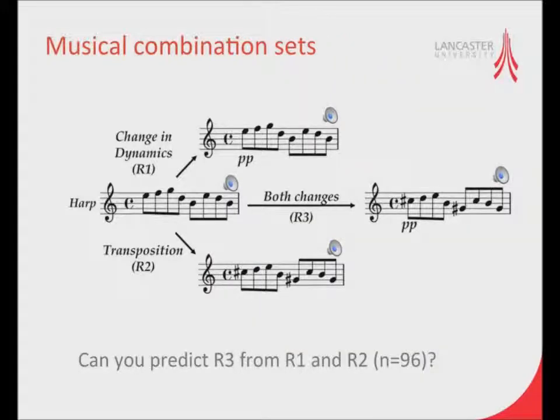And in this case, a combination set would be something like this. So in a first pair, you would have change in dynamics. In a second pair, you can have transposition. And in the third pair, you have both. And you want to see, can this rating and this rating predict the third one?